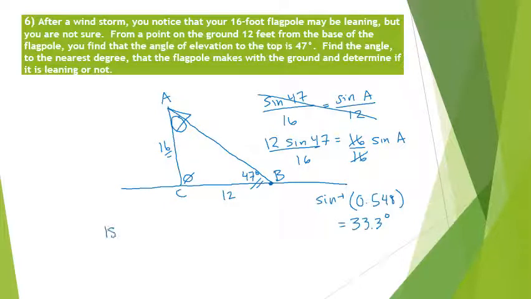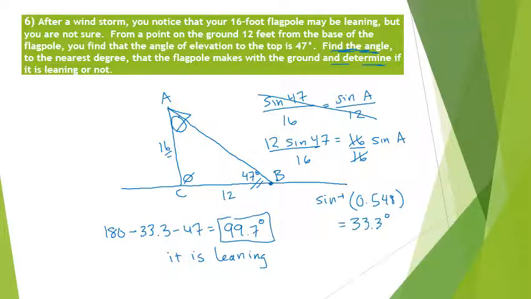So now if we want to find the last angle, we can subtract off the two that we know, right? So 180, subtract the angle that we just found, 33, subtract 47, and I get that it's 99.7 degrees. So that is not 90, it is leaning, right? So remember, this had two parts, find the angle and determine if it's leaning. So you need two parts to your answer, find the angle and it is leaning. Okay.